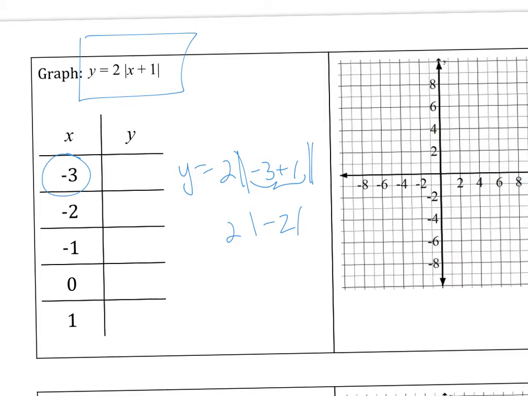I then have to find the absolute value of -2, which is +2. That gets rid of the grouping symbol. And then that means y is going to equal whatever 2 times 2 is. That's going to be 4.